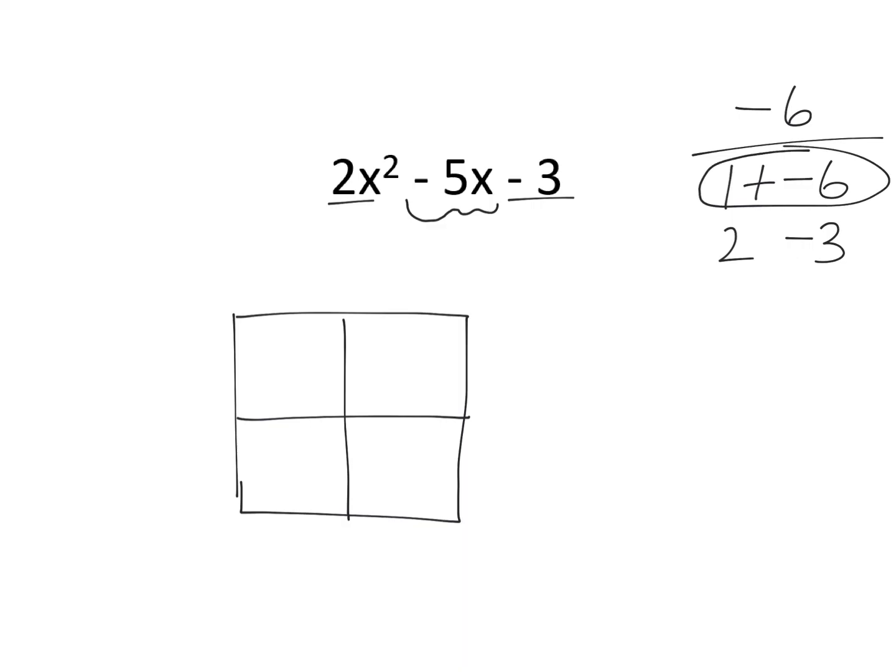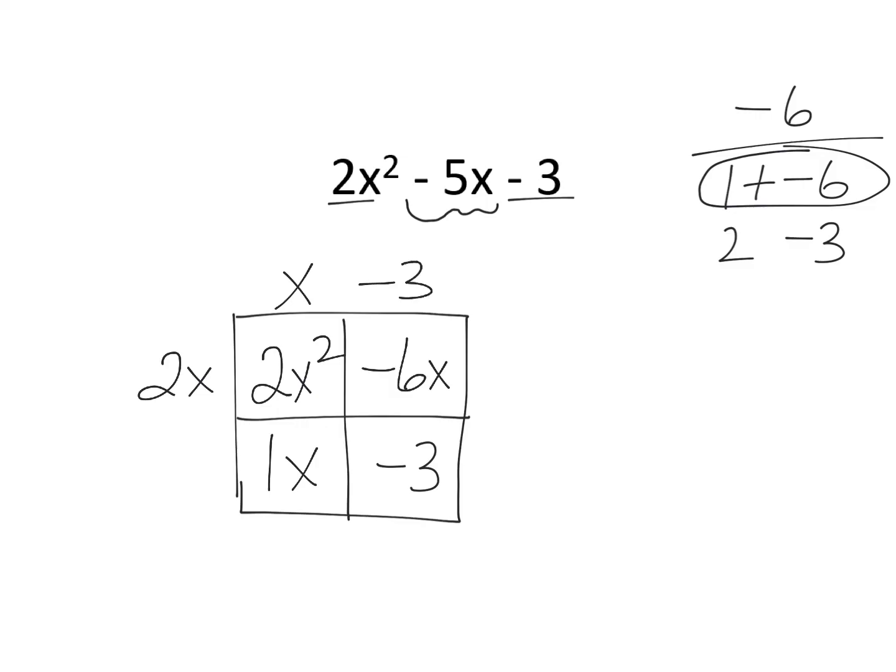So here we go. The first term goes here. The last term goes here. I'm going to put my negative term upstairs. And my other term here, I am going to call it a 1x. The first row, I can pull out, it looks like a 2 and an x. So 2x what times what equals 2x squared, an x. 2x times what equals negative 6x? Well, just look at the 2. 2 times what is negative 6? Negative 3.